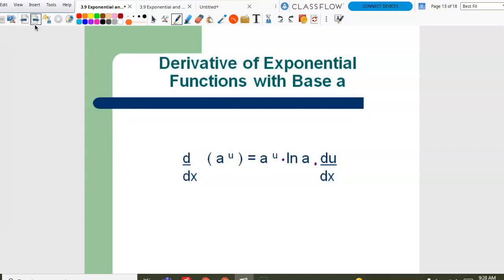Now, e represents a number, right? Yesterday, we said that the derivative of e to the u was equal to e to the u times the derivative of u. So what's the difference from here to here?